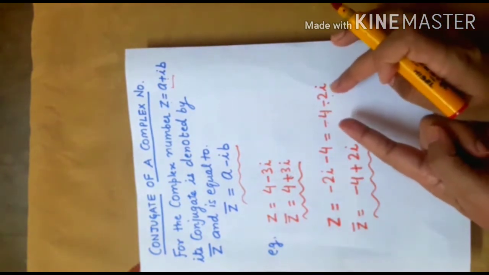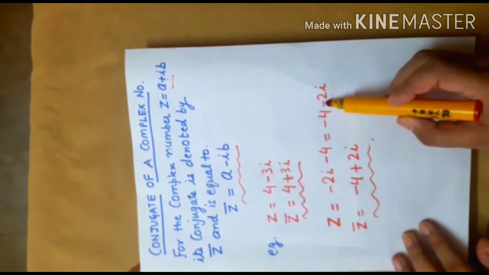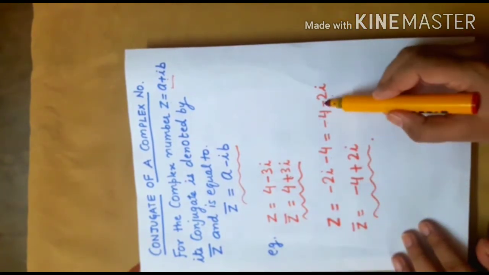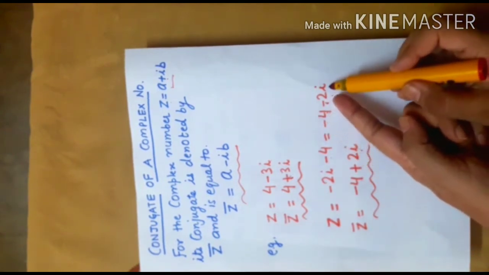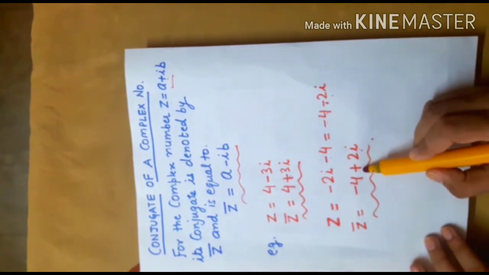Now I will find the conjugate of this. So it will be minus 4 plus 2 iota. Change the sign which connects the real part and the imaginary part. It was minus, so in the conjugate it will become plus.